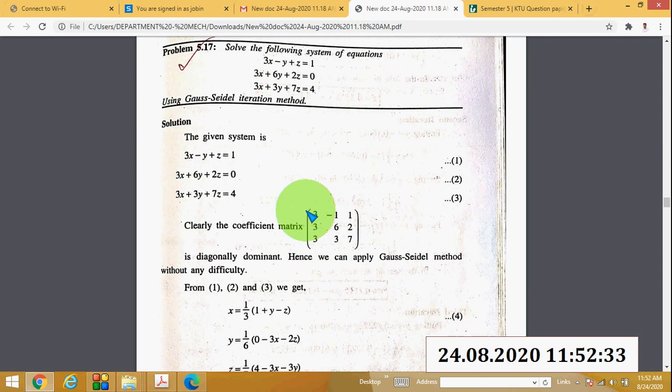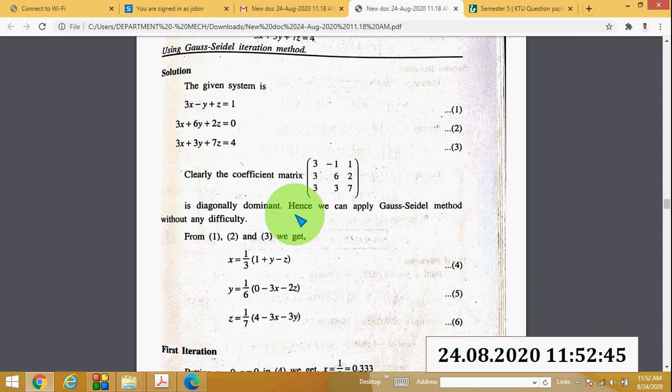Another question: 3x minus y plus z equals 1, 3x plus 6y plus 2z equals 0, 3x plus 3y plus 7z equals 4, using the Gauss-Seidel iteration method. First you have to write the coefficient matrix and check that it is diagonally dominant. If the coefficient matrix is not diagonally dominant, you have to rearrange the equations. Then only we can apply the Gauss-Seidel iteration method.